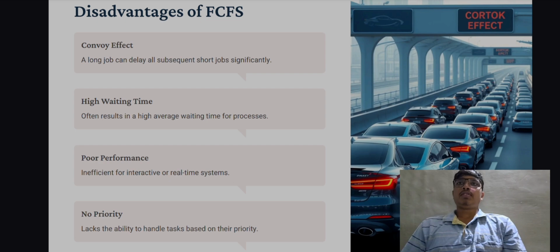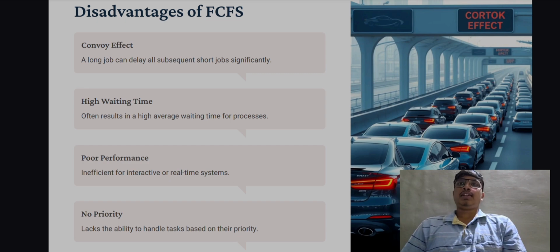If a long process comes first, all short processes must wait behind it. This delays the entire queue badly. And next, high waiting time. Average waiting time becomes large when arrival times vary. Next, poor performance. It is not suitable for real-time systems and interactive systems like user applications. Next, no priority handling. Urgent processes cannot be executed first.